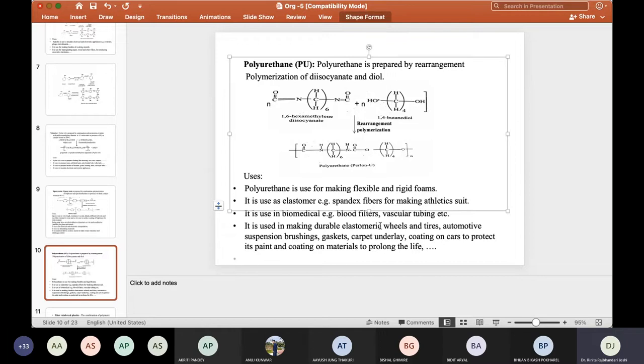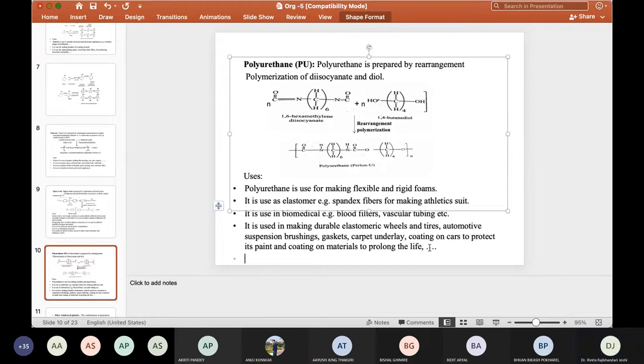Artificial tubes can also replace damaged ones, as well as vascular tubing. It is used in making durable elastomeric wheels as well as tires, automotive suspension, bushing, as well as gaskets, carpet underlay, as well as coating on cars to protect the paint, and coating on materials to prolong their life. The main plus point is that it is used as an elastomer because of its elasticity. It has that property, so it is used for different purposes here.